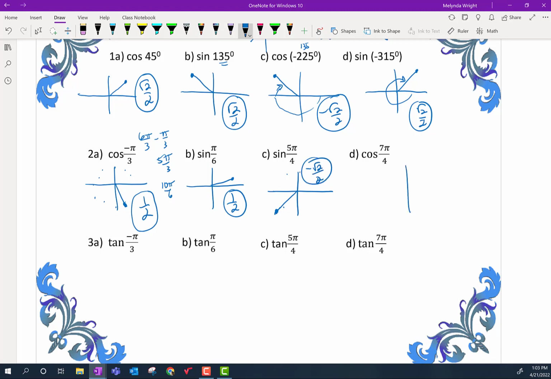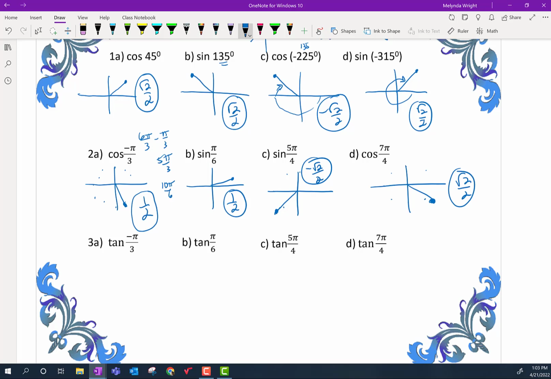Okay, so let's do a cosine one. So 1, 2, 3, 4, 5, 6, 7. So 7 pi over 4 is right here in the fourth quadrant. Let's see, and it's cosine. Cosine is x, which is positive over here, so that would just be root 2 over 2. Okay, hopefully you're getting a little bit more comfortable with this.